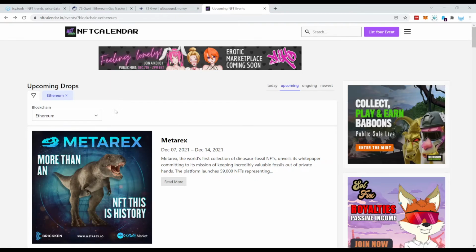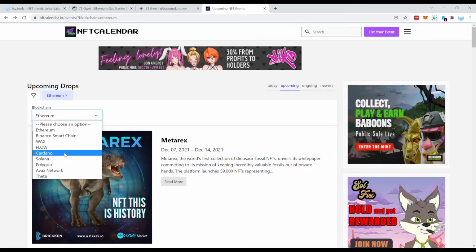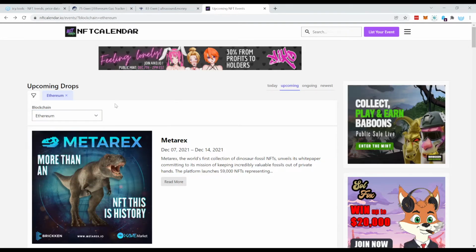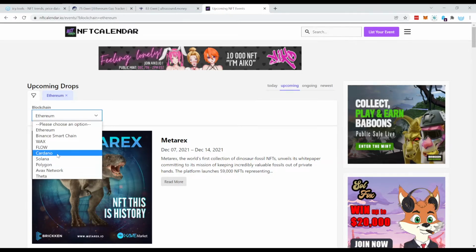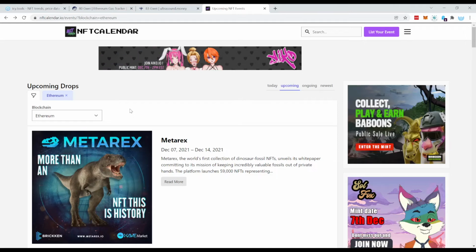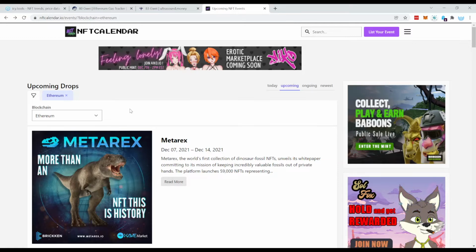And that's why a lot of garbage projects actually launch on one of the other chains, because it pretty much costs you just a few dollars to launch an NFT collection, for example, on Binance Smart Chain or on Solana or Cardano. So keep that in mind. If you are looking for good NFTs with potential, then check Ethereum first.